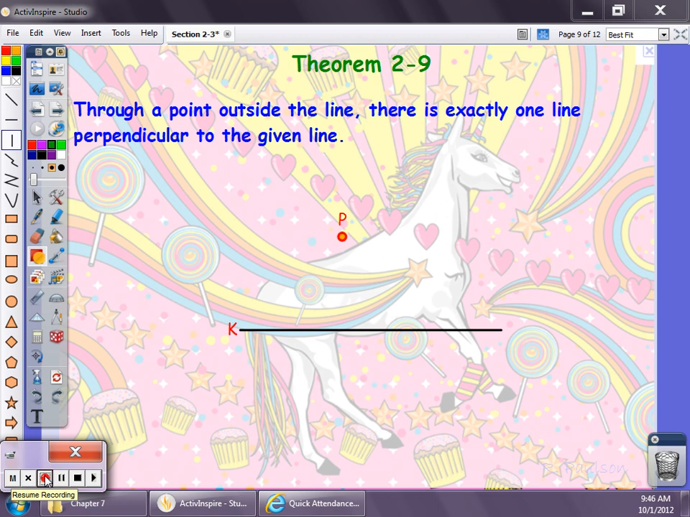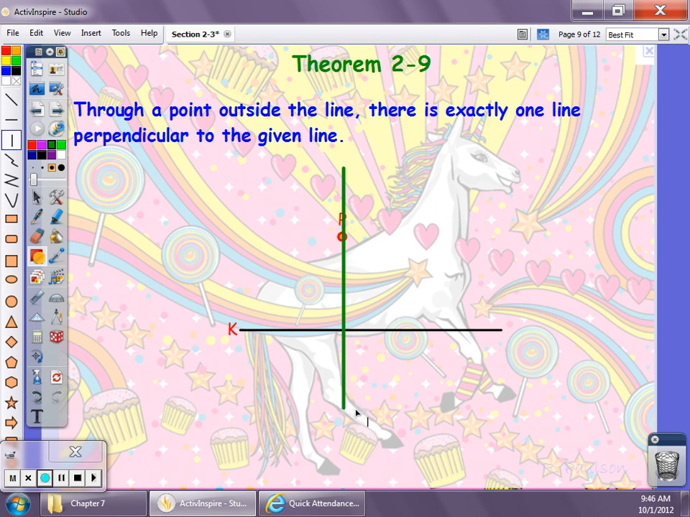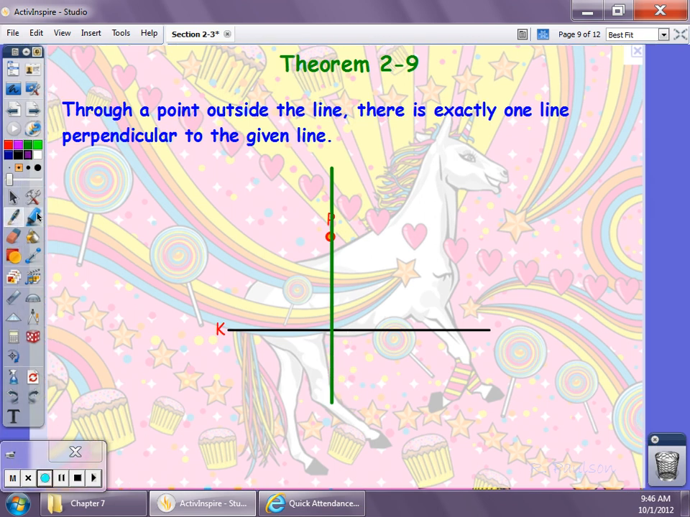Theorem 2-9 states through a point outside a line, there is exactly one perpendicular to the given line. So same type of problem. We can agree that there are many lines that can go through point P, but there is exactly one line that can go through point P and also be perpendicular to line K, which means it would form a 90-degree angle.